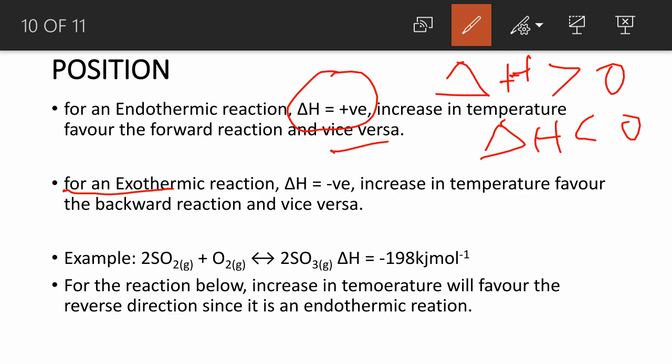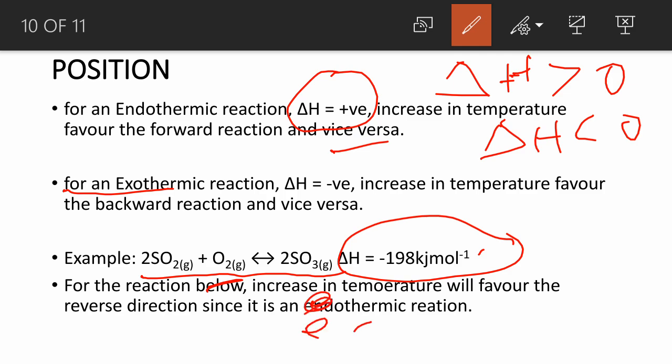Okay, let's see this example here, 2SO2 plus O2 giving us 2SO3. You can notice here we are given the enthalpy change, and it is minus 198 kilojoules per mole. Now, for the reaction above, increase in temperature will favor the reverse direction since it is not endothermic. That's a mistake. It's an exothermic reaction. Why is it exothermic? Because delta H here is negative, so increase in temperature must favor the reverse direction.